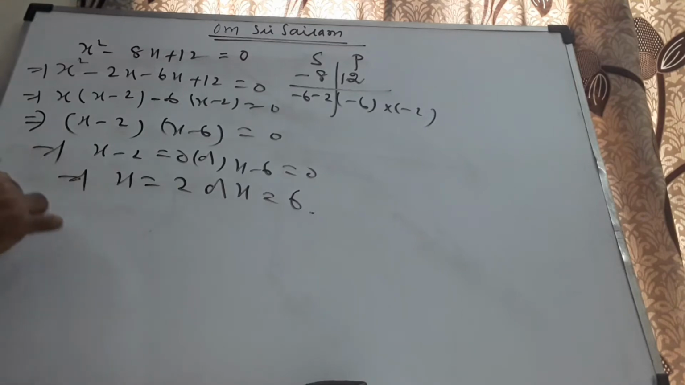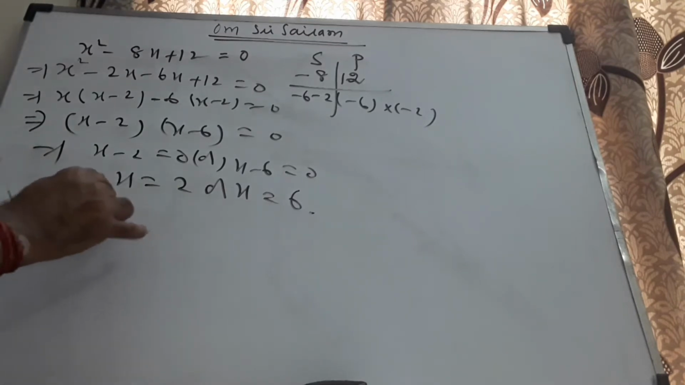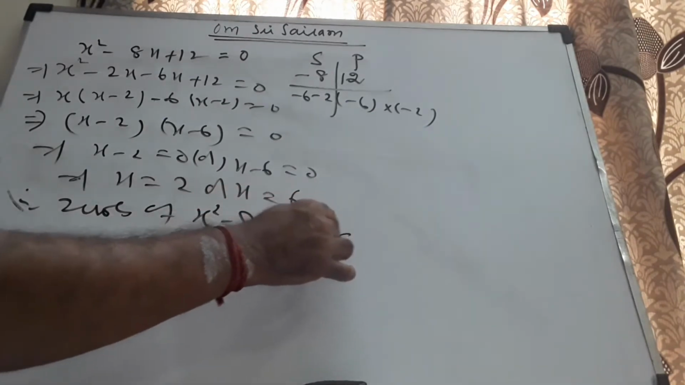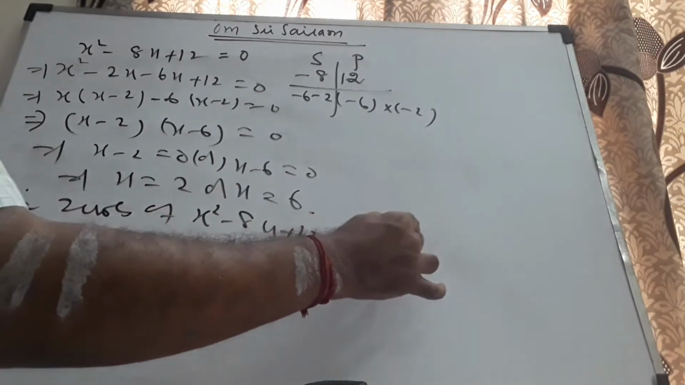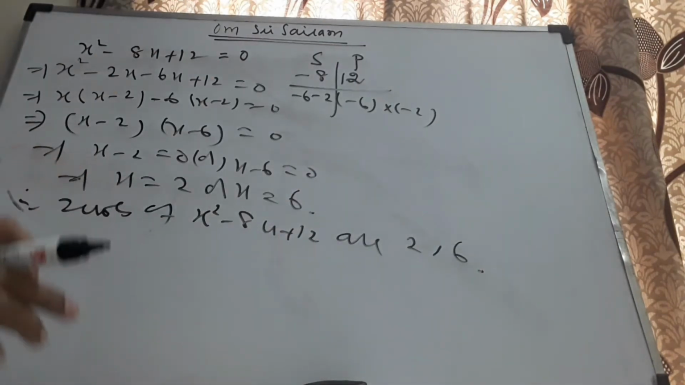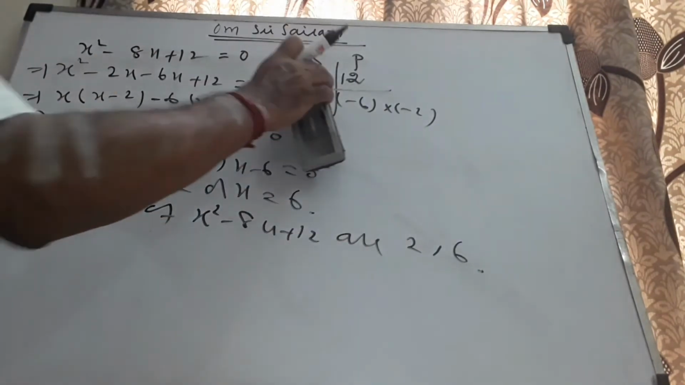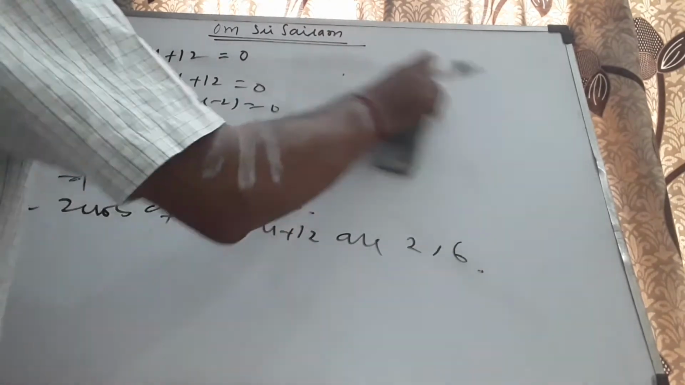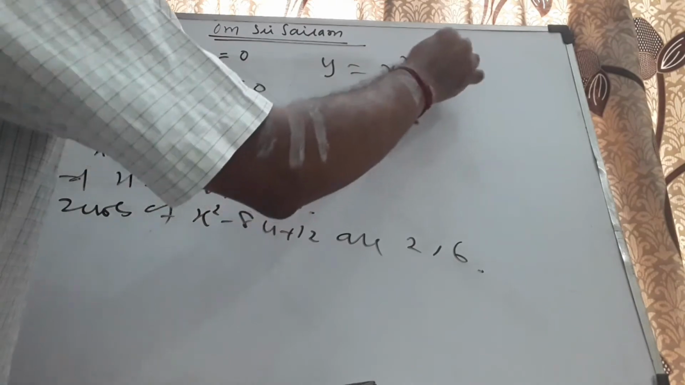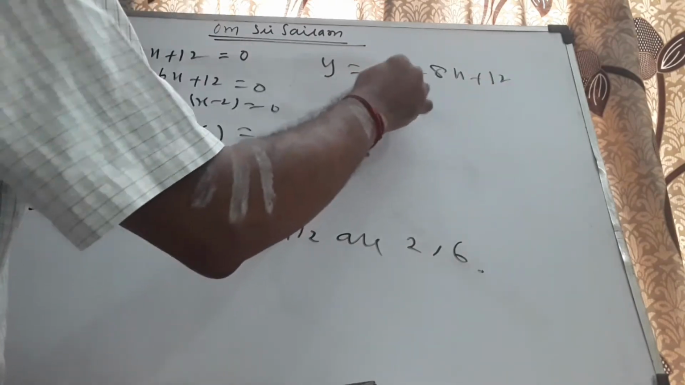Therefore, the zeros of x square minus 8x plus 12 are 2 and 6, that's the meaning. Here, how to draw the graph? Let me make use of this particular slide. Just listen carefully. I'll take it as y is equal to x square minus 8x plus 12.